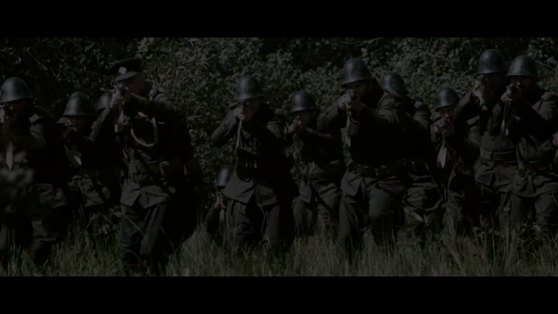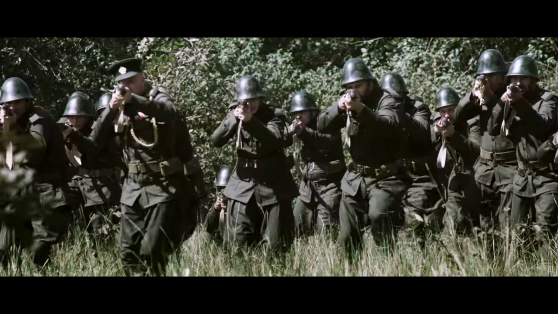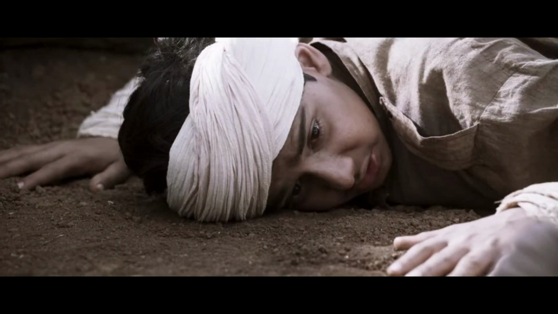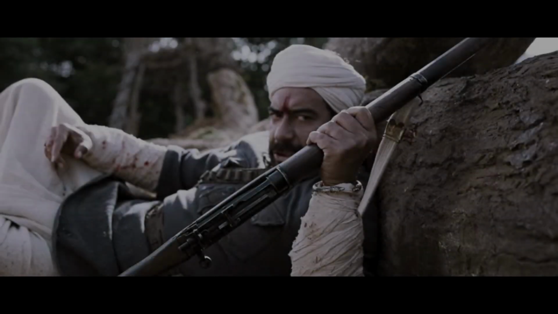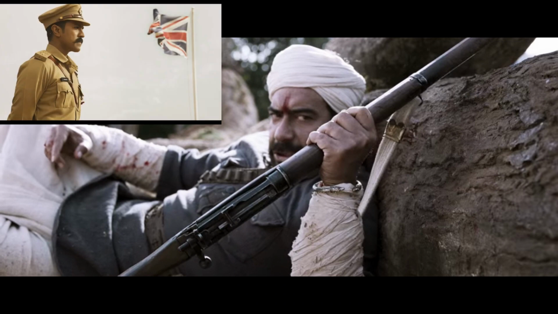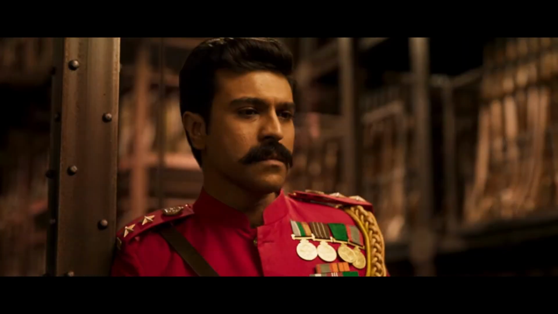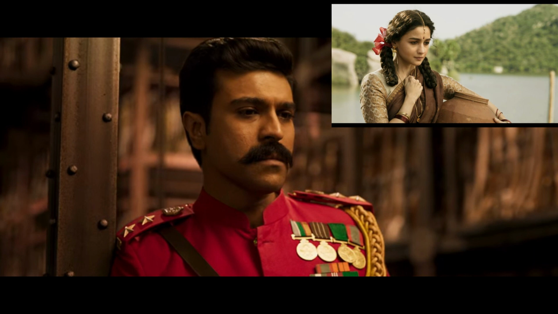British authority ambushed Rom's village and slaughtered the resistance, and he suffered the trauma of his entire family dying in a massacre. Then we experience a thematic freefall, as the main story elements are ramped up and thrown into upheaval. Rom's father anoints him with a mission to become a freedom fighter, and his trusted position provides him with an ability to arm the resistance.